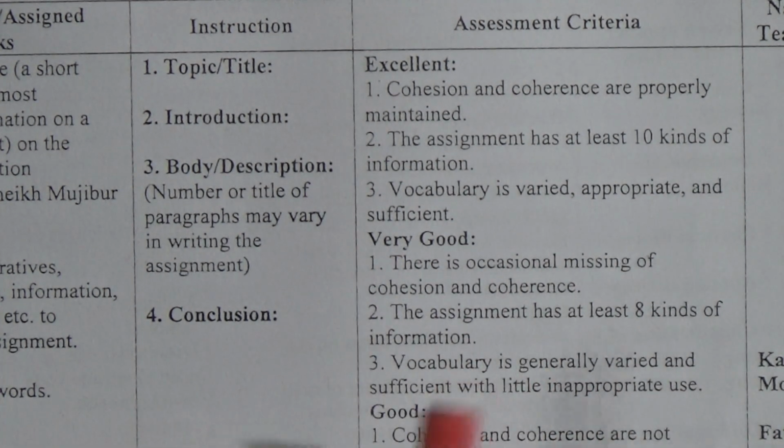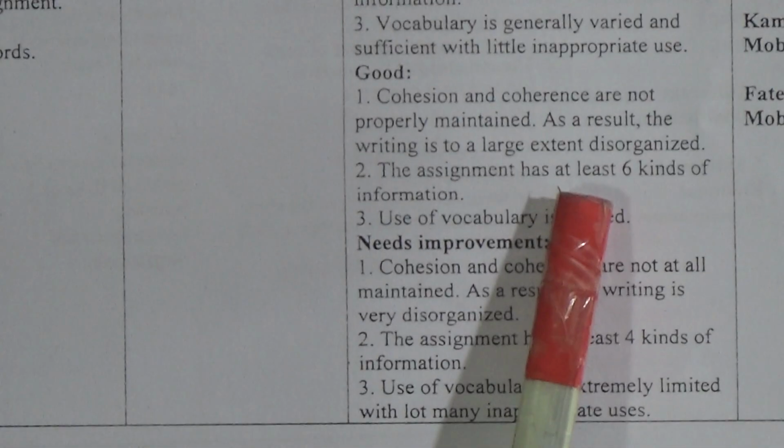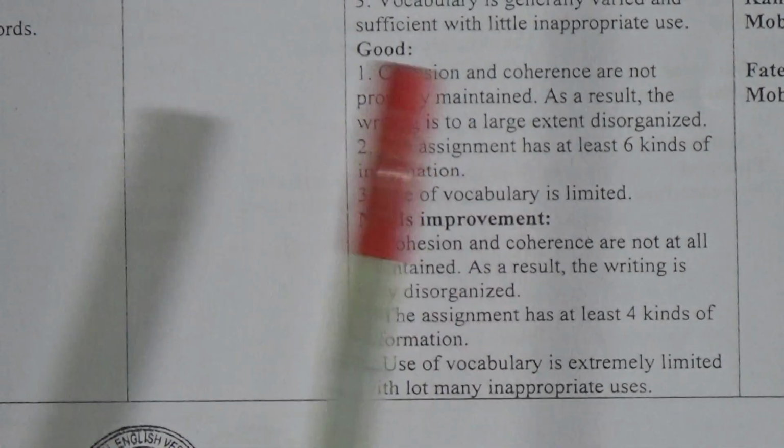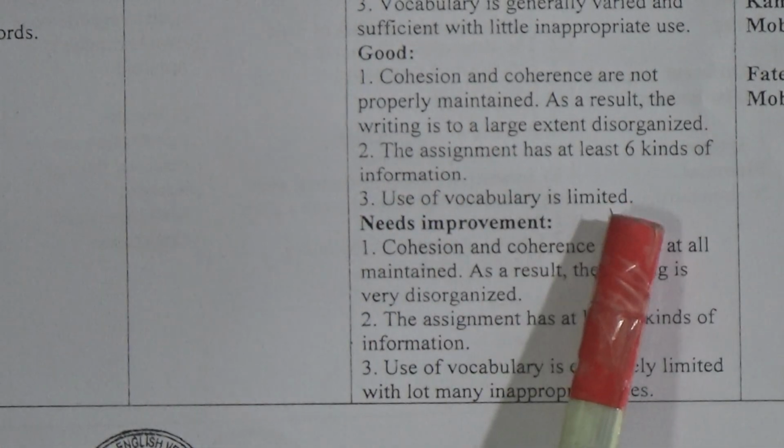And for good, first point is cohesion and coherence are not properly maintained. As a result, the writing is to a large extent disorganized. And number 2, the assignment has at least 6 kinds of information. And number 3, use of vocabulary is limited.